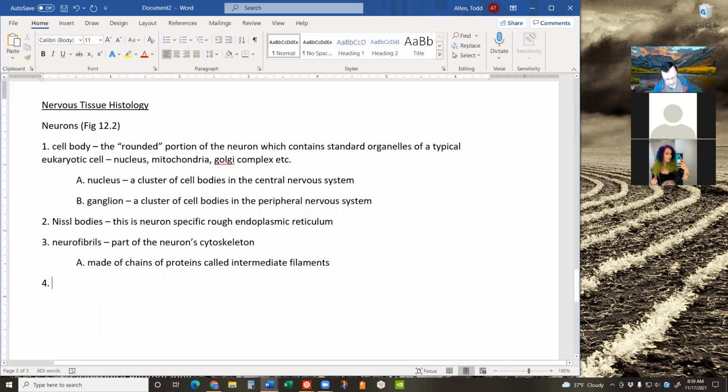Number 4, a nerve fiber. A nerve fiber refers to any extension off the cell body. So you know some of them already, right? Dendrites, axons. Any extension off the cell body. Okay, so we have different types here. We have dendrites. Dendrites are nerve fibers that always receive information. They receive information typically from another neuron.